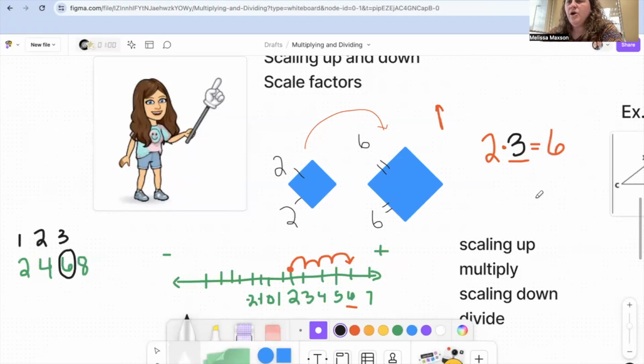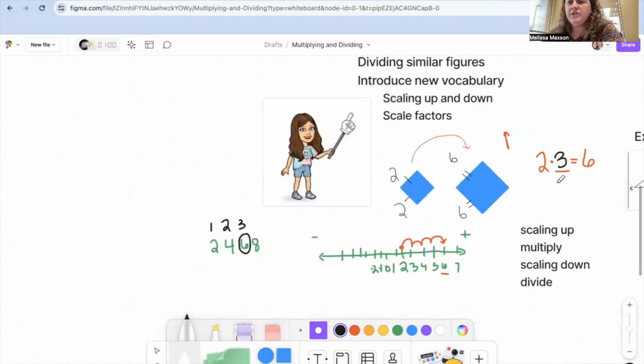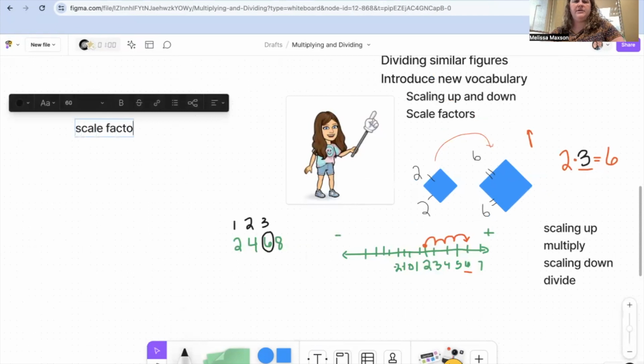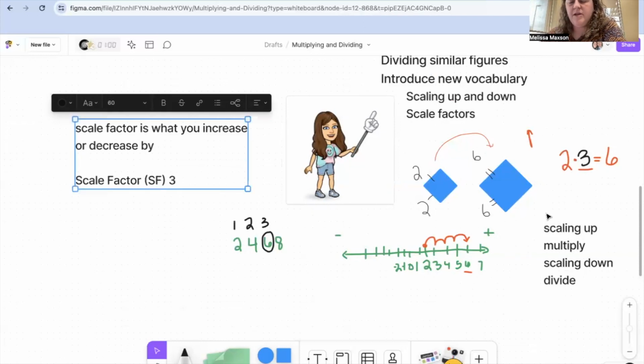Once you get your value, you will then be able to determine what your scale factor is. Your scale factor is what you are going to increase or decrease by. Sometimes you'll see it written SF for scale factor. So the scale factor for this one is 3, because we found that 2 times 3 is 6.